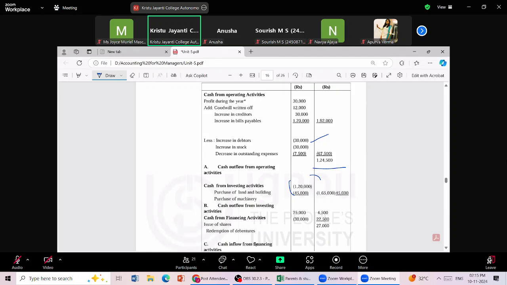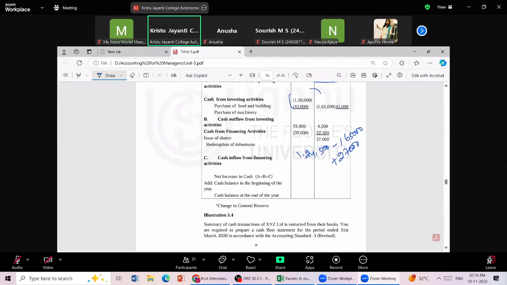So here first in operating items I have 1,24,500. Okay. Then in my investing activity, I have a minus figure, around 1,65,000 minus. Then in my financing activity, I have 27,000. So what is the difference you are getting? When you check, what will be the difference? 1,24,500 plus 27,000 minus 1,65,000. So how much is the difference you are getting?